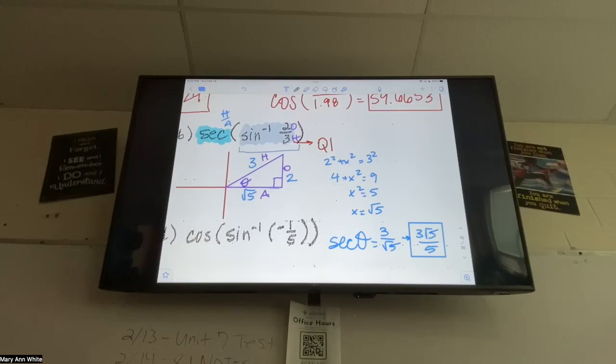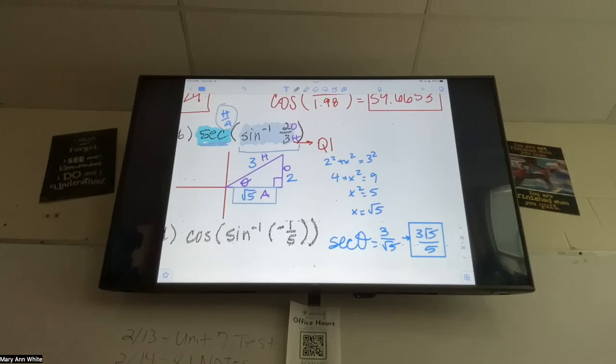From there, I didn't know this other side, my adjacent side. But we've done a ton of problems like this where I gave you 2 sides and you find the third. You're just going to do the Pythagorean theorem: 2 squared plus x squared equals 3 squared. Solve, and I get x equals √5. Once I have all the sides of my triangle labeled, all I have to do then is figure out which trig function I really want at the end of this. It wants secant. So secant of this angle is going to be h/a, so 3/√5, and then we rationalize.